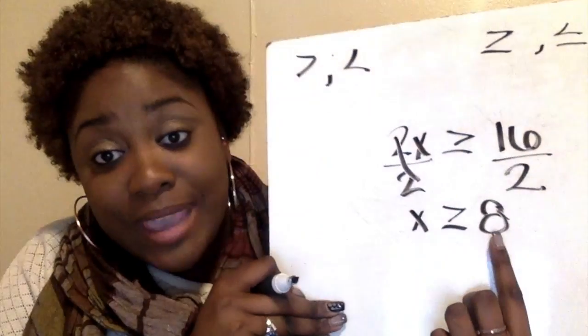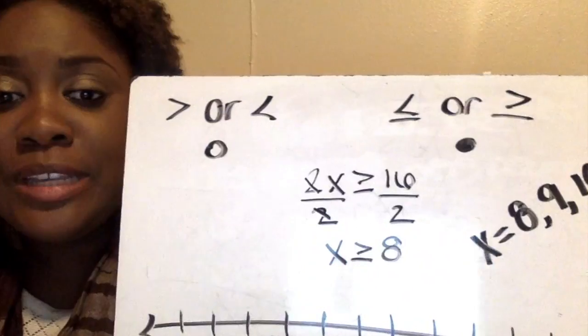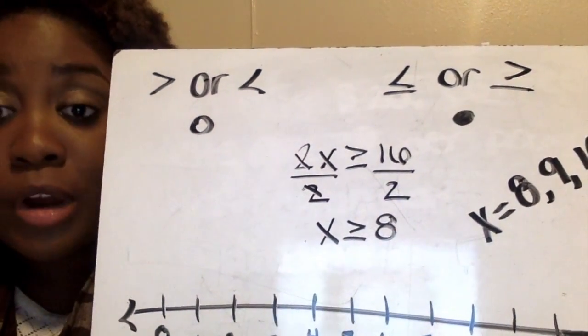So, the numbers that are going to satisfy this inequality are numbers that are greater than or equal to 8. My x values are going to start with 8, because it's equal to. It has to be greater than or equal to 8. So, I can do 8, 9, 10, 11, 12, etc. I can keep going on and on. Using that same inequality, we're going to plot that on our number line.